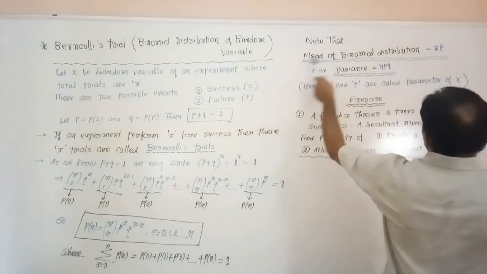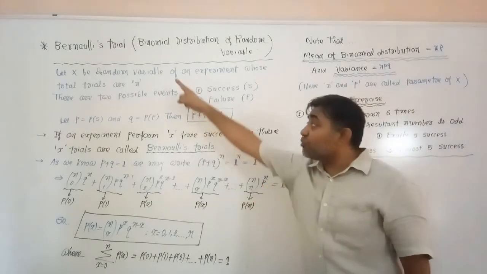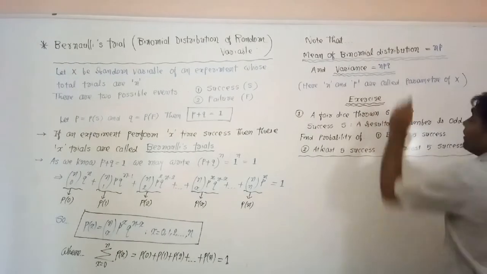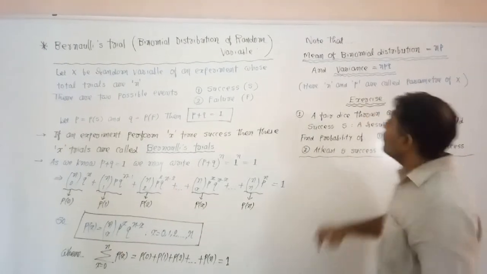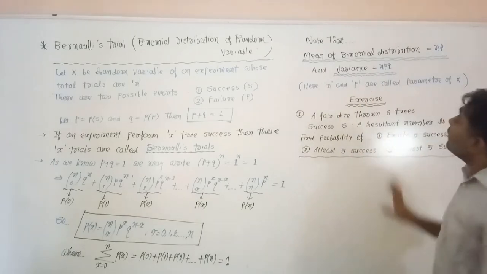Now, note that the mean of the binomial distribution is n into p. It means n is the total trials, p means the probability of success, q means the probability of failure also, and the variance is npq. Now let us see one exercise.